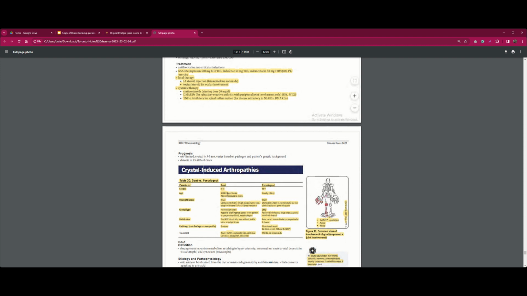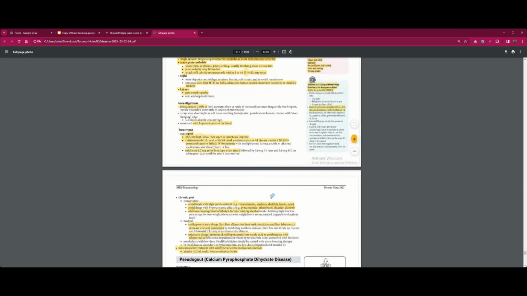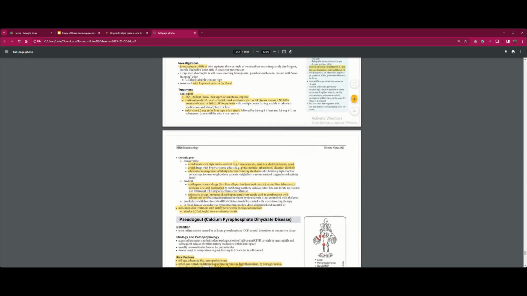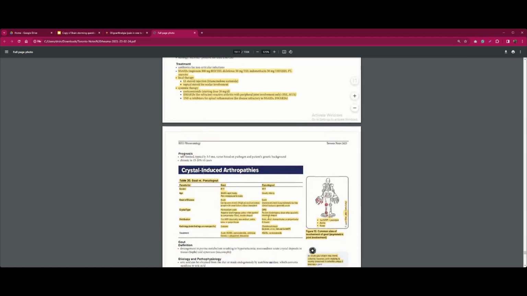Also, the crystal type in gout, very important again. This is monosodium urate. It's negative birefringence, yellow, parallel, and needle-shaped. In pseudogout, since it's a chronic case, you will find something under the microscope. It'll be positive birefringence, blue, parallel, rhomboid-shaped, and the crystal is called CPPD, calcium pyrophosphate dihydrate disease.